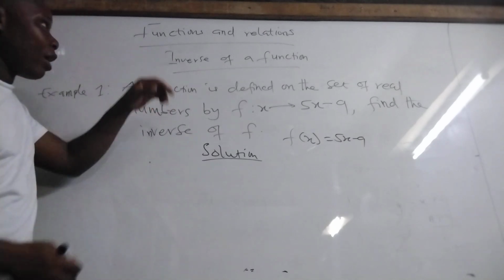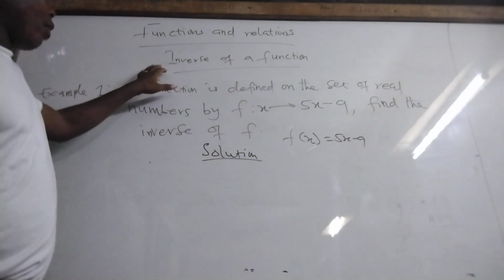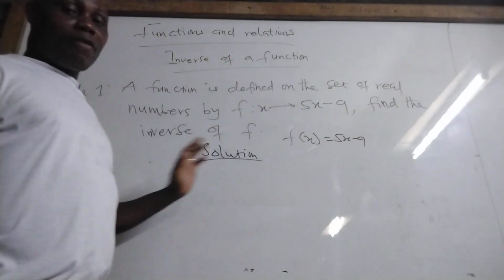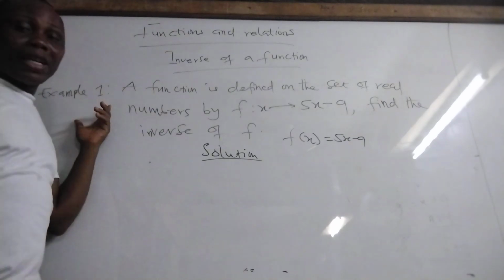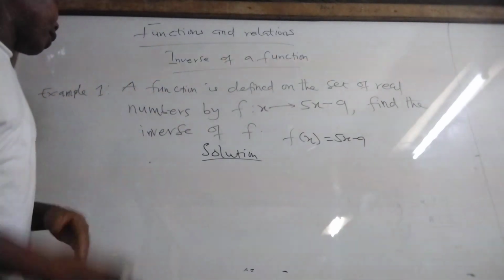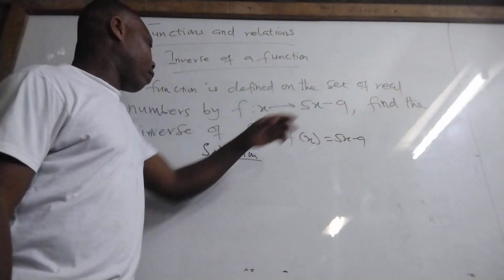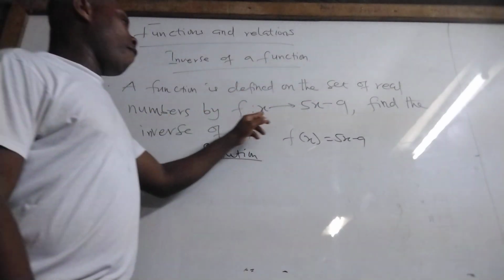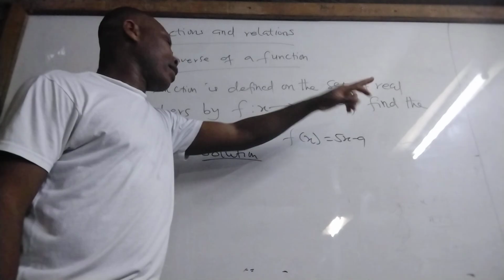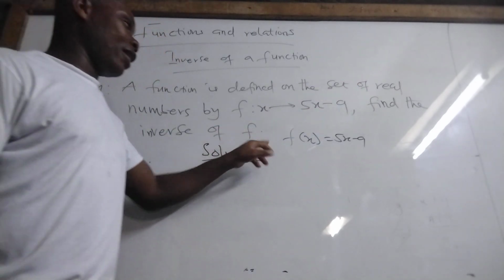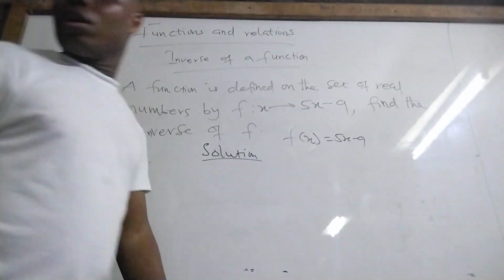Alright, so today we are looking at functions and relations, and we are looking at the inverse of a function, or inverse functions. We have the first example to demonstrate that a function is defined on a set of real numbers by f of x mapping to 5x minus 9. We are supposed to find the inverse of the function f. Okay, so let's start.